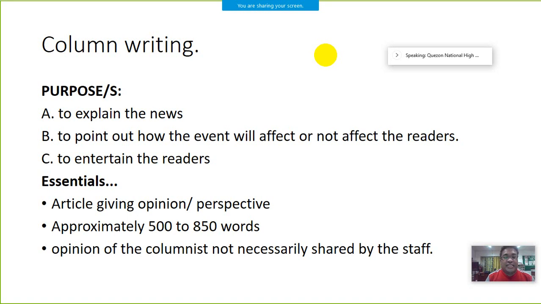Then it's an article in the newspaper giving opinion or perspective. So this is anchored on facts, and based on the facts, the writer will give an opinion. It's the opinion of the columnist, in contrast to the main editorial, which is a collective stand. This time, column writing is the personal opinion of the columnist himself or herself, not necessarily shared by the staff.